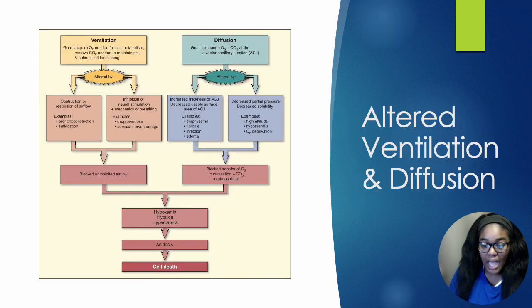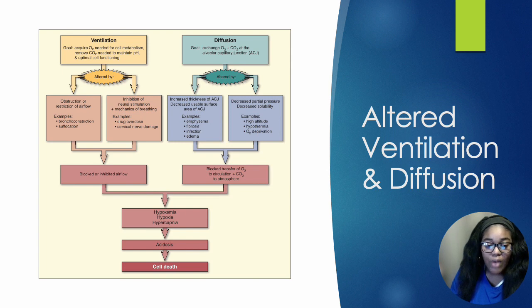This is a really good concept map on the alterations of ventilation and diffusion. So we'll talk a little bit about what this concept map is discussing. We'll look at the layer that says ventilation, and really the goal of ventilation is to get oxygen needed for cell metabolism. And also the goal of ventilation is to get rid of carbon dioxide to maintain homeostasis or pH in the body and increase optimal cell functioning.